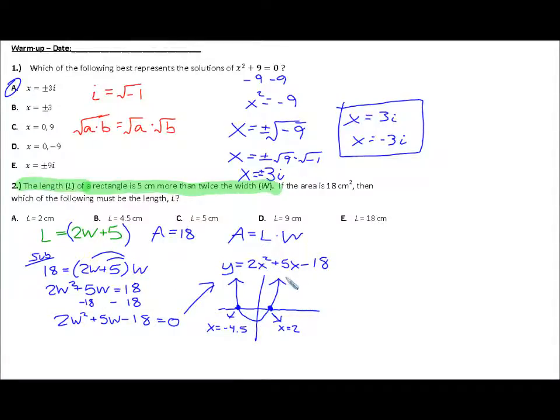But here's the thing, we're dealing with area. This is a geometry problem. Any sort of length, width, or area, those values can't be negative. It wouldn't make any sense. So this solution, even though it's valid, we have to reject it in terms of the word problem. Reject this solution. So x is 2, that means w has to be equal to 2.